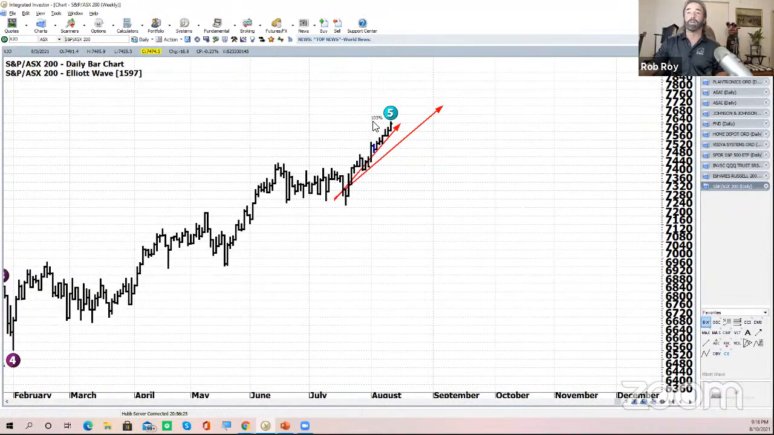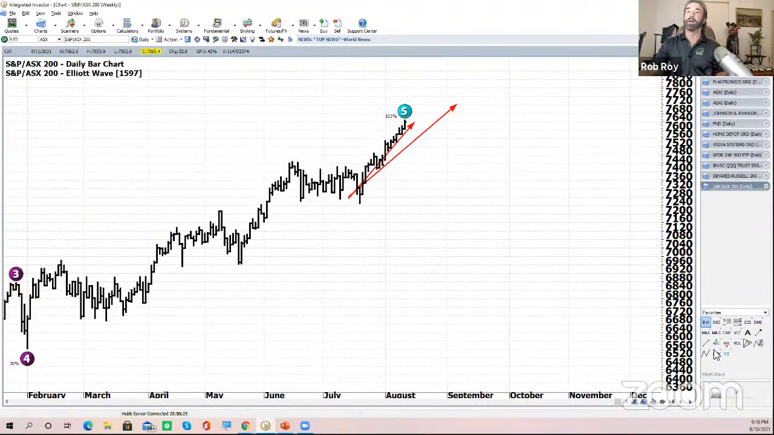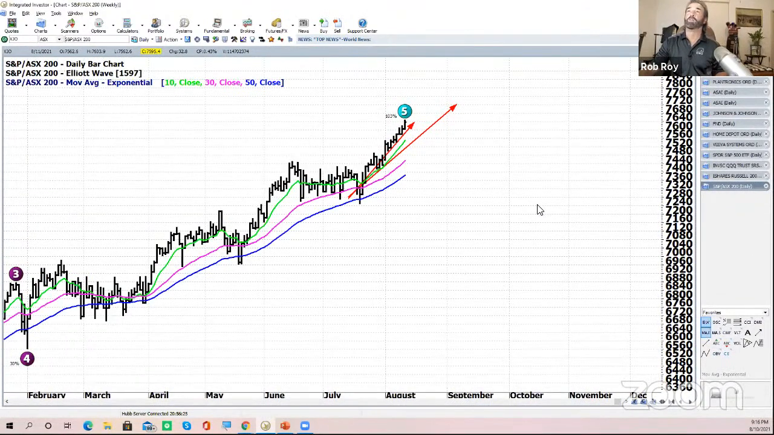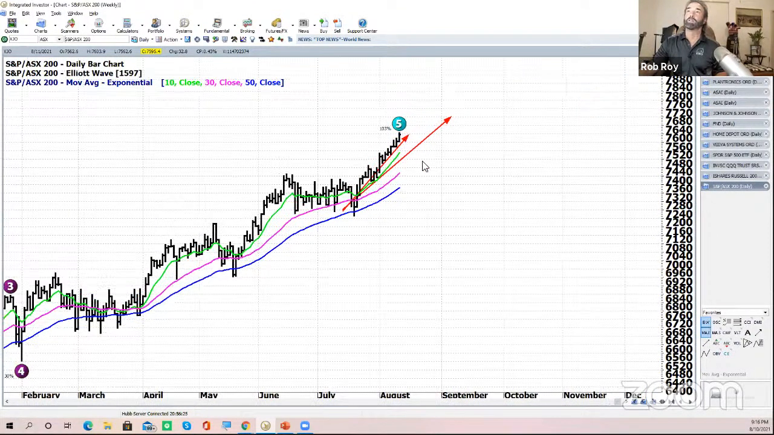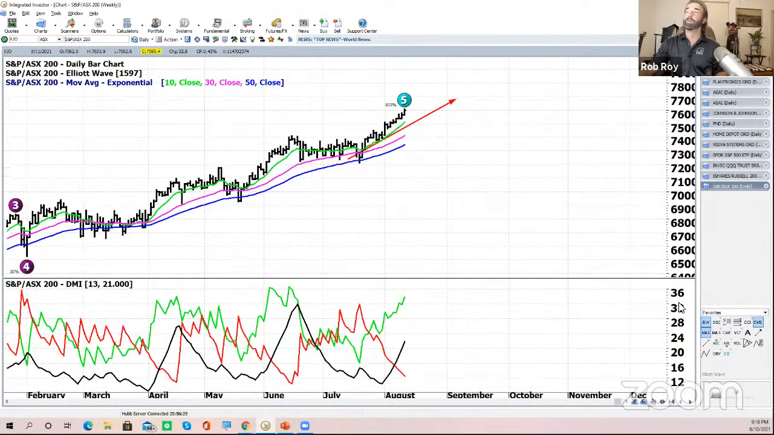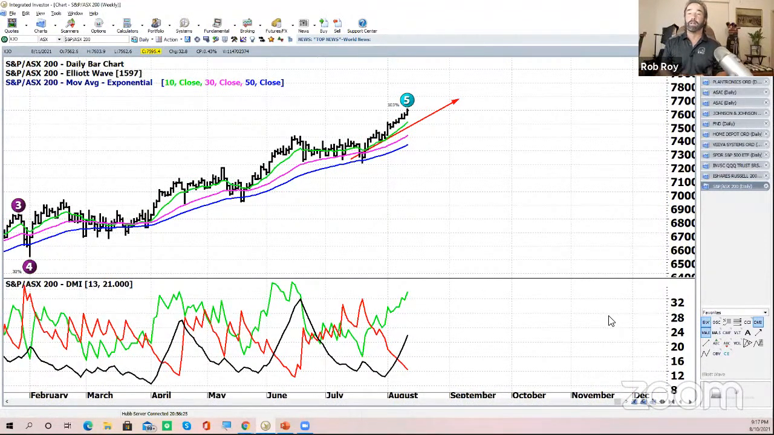We just passed 100% extension on the wave 5, so I think that warrants maybe a little bit of caution at this point until we get a clear break from there. And when we hit one of these levels, like the 100% extension, we like to look at our confirming indicators, the DMI being the primary one, and that couldn't look any better.